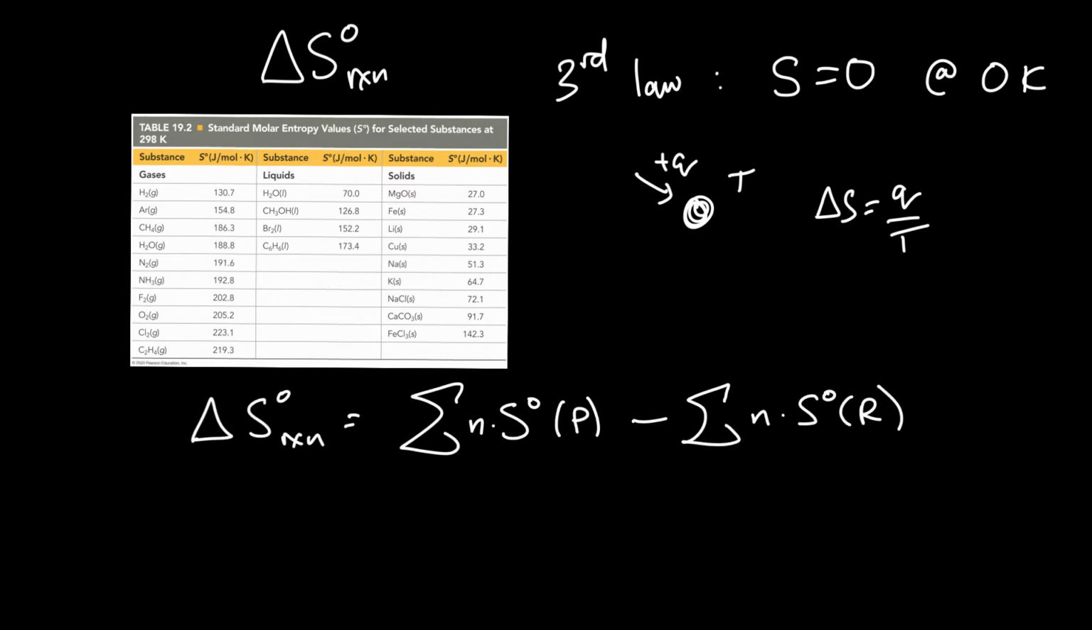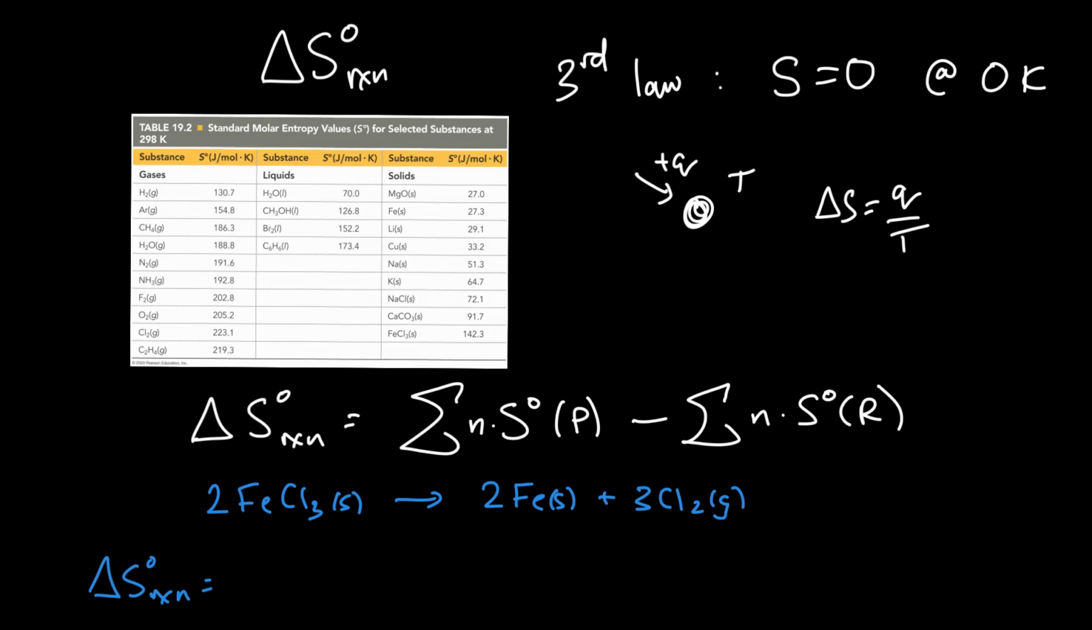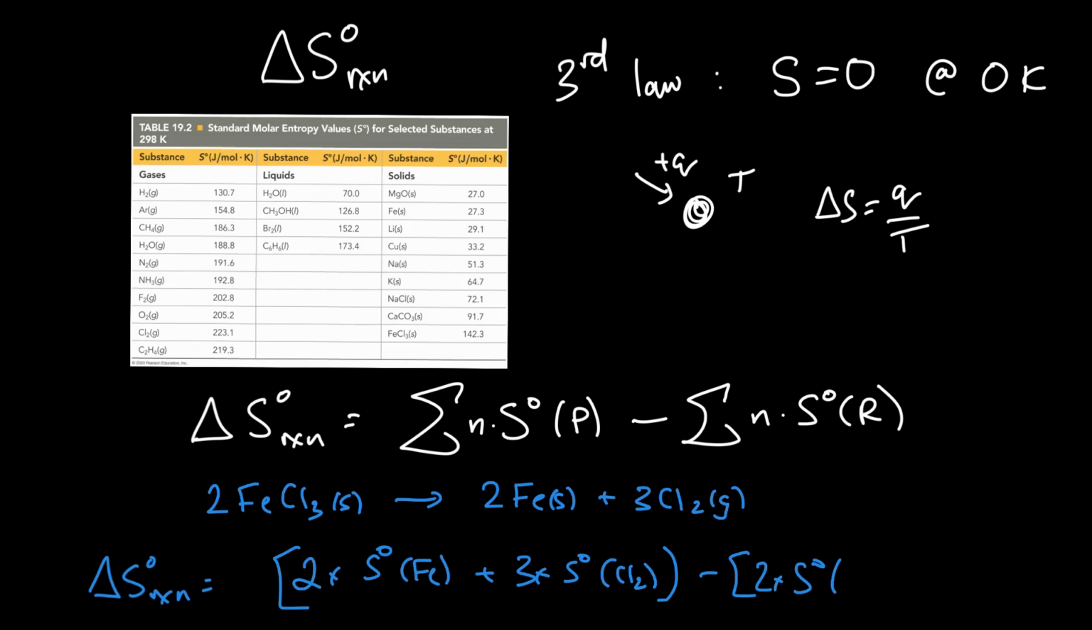So for example, we could take a chemical reaction, so something like 2FeCl3, and maybe break it down into a couple of irons and 3 chlorines. And we could calculate delta S of that reaction. So delta S of that reaction would just be 2 times the molar entropy of iron. We've got to look at the state symbols, but I'm too lazy to write them. 3 times the molar entropy of chlorine. And we subtract away from that 2 times the molar entropy of iron 3 chloride.